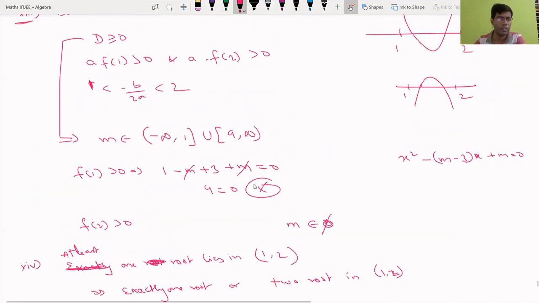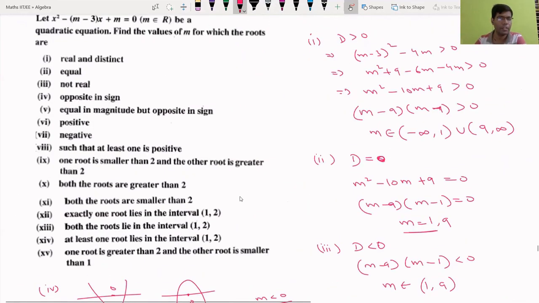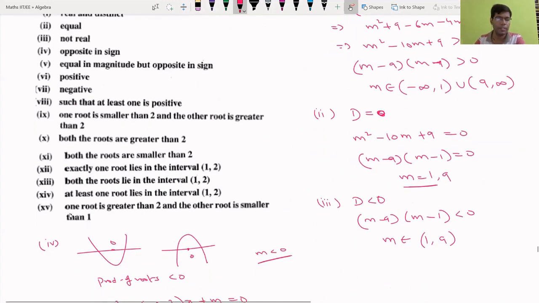I think these we have already solved before. For exactly one root, we have the 12th one, and for both the roots we have the 13th one. So when we say at least one root lies in the interval, that's the combination of the 12th and 13th. So we can just take the union of both of them. So the 14th question is nothing but the 12th answer union the 13th answer.